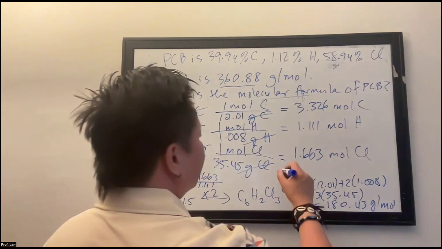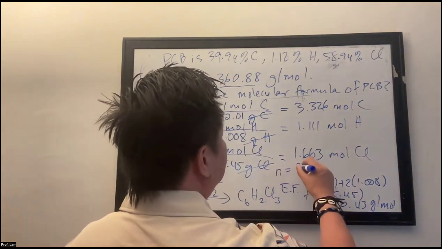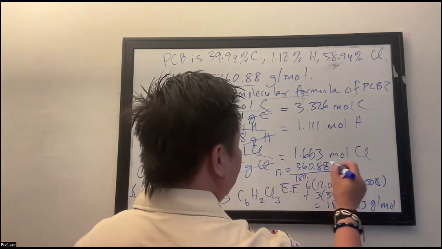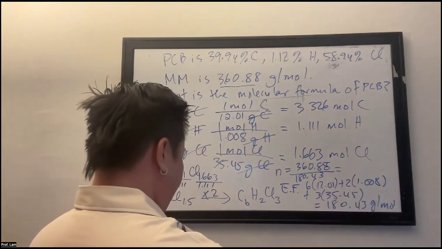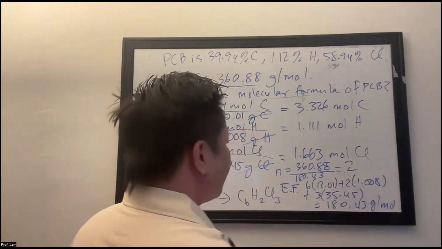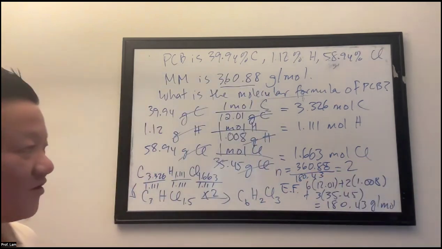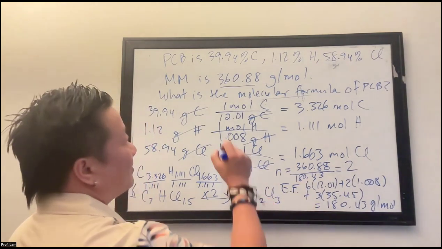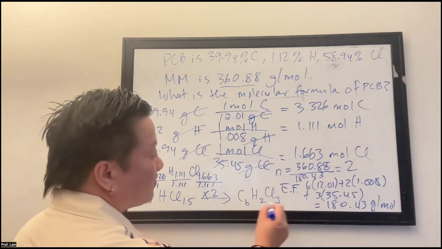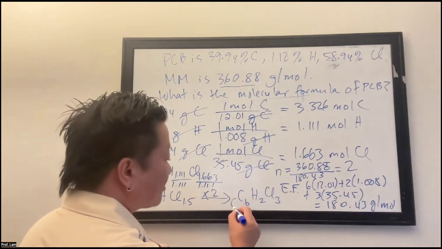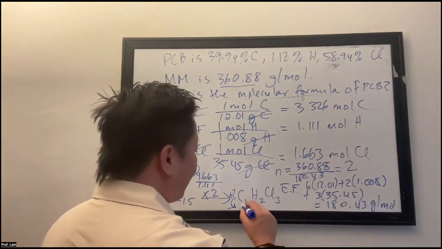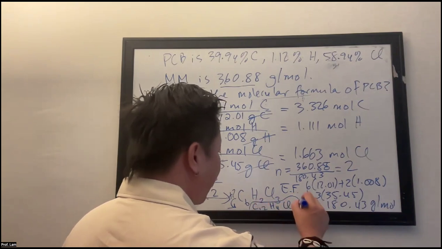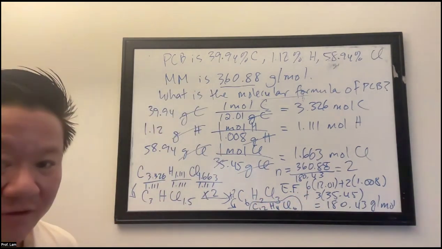The big mass is 360. So to get that factor of n, just take the big mass and divide by the small mass, 180.43. That's going to give you 2. Okay. So the factor is 2 that separates the empirical formula from the molecular formula. So if we multiply this by 2, then we get C12H4Cl6. And that is going to be your molecular formula, right?